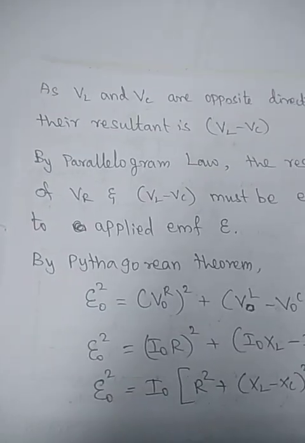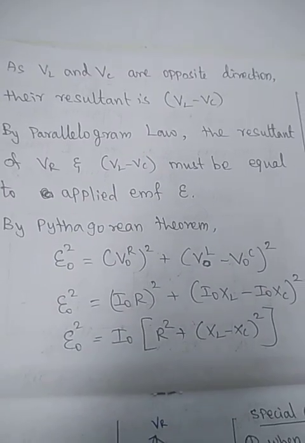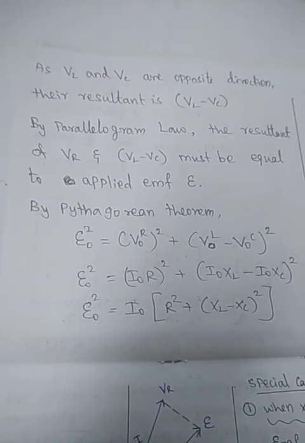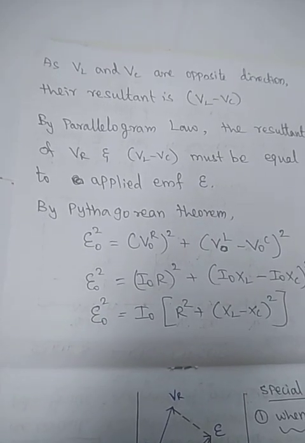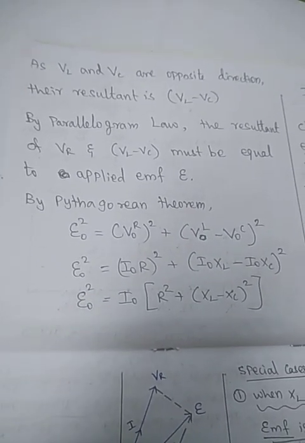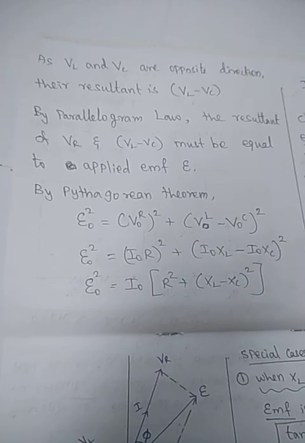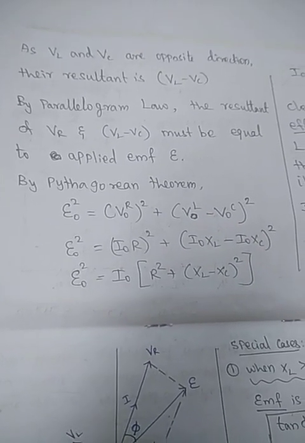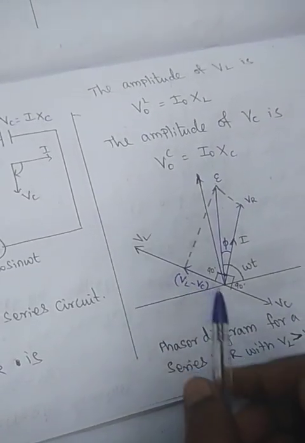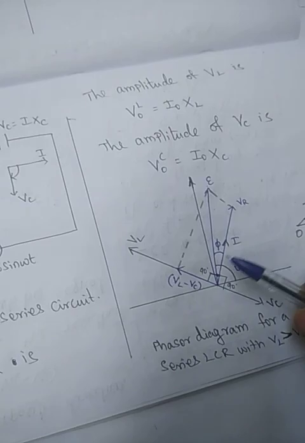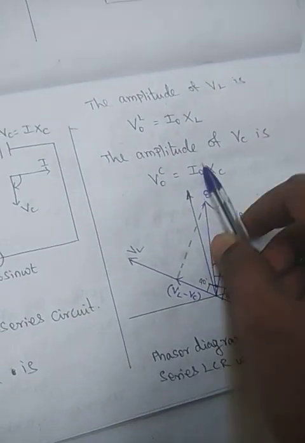So as VL is greater than VC, in the opposite direction, their resultant is VL minus VC, as I explained in the diagram itself. So by the parallelogram law of vectors, the resultant vector of VR and VL minus VC must be equal to the applied EMF. That's why I am saying that by using the parallelogram law of vectors, the resultant of VL minus VC and VR will be in the applied EMF direction.